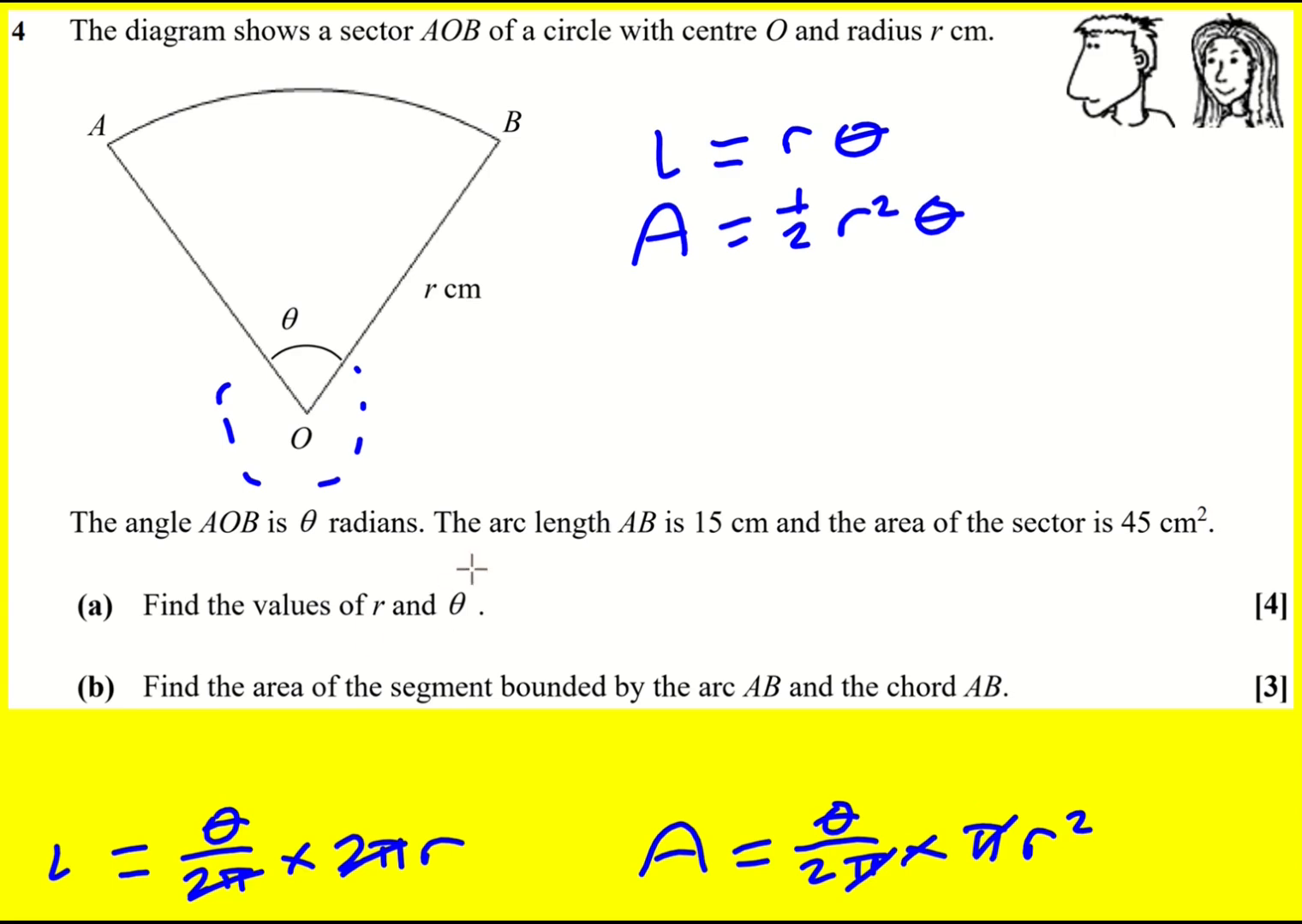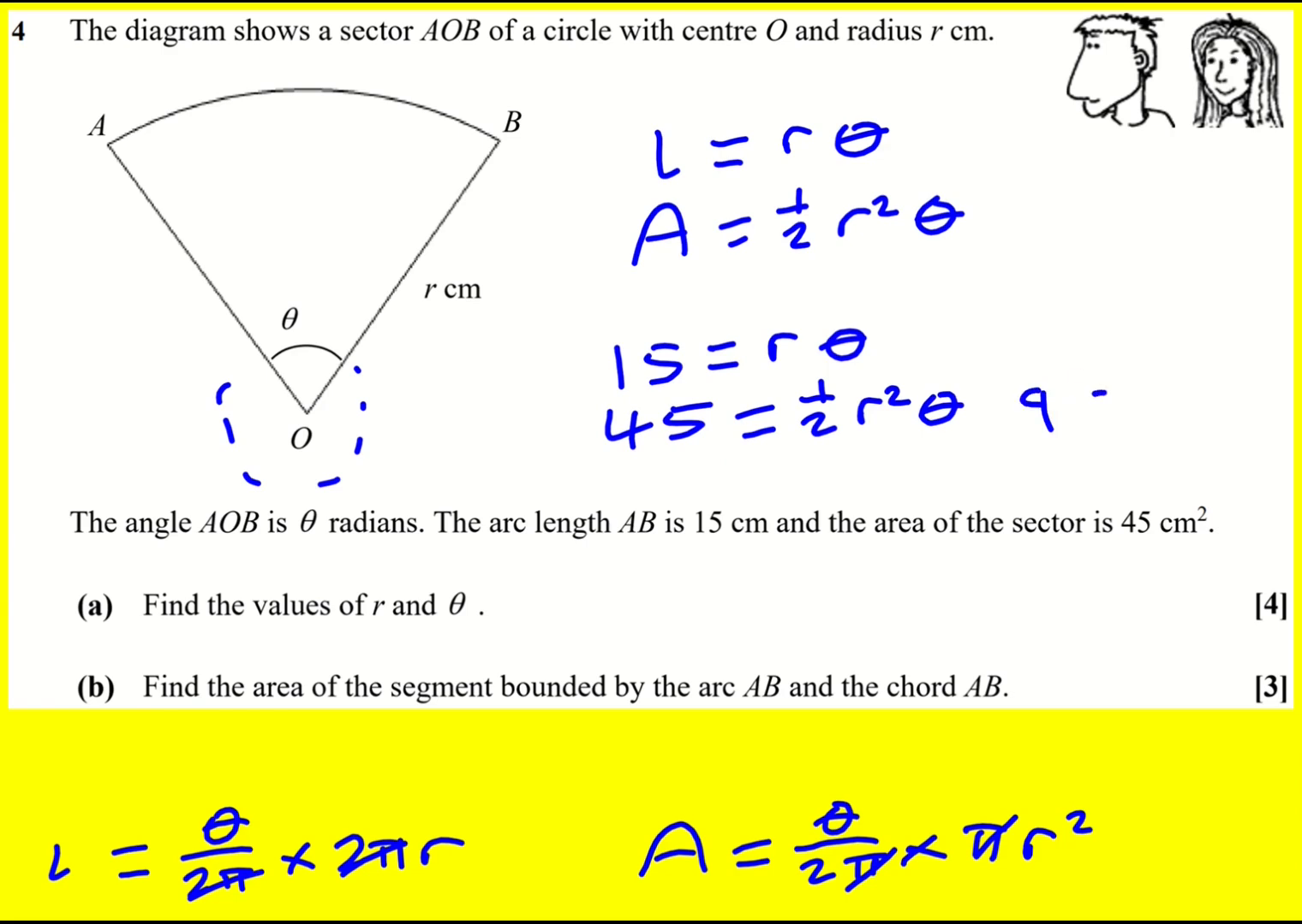We're asked to find r and theta, and we're given that the arc length is equal to 15. So 15 is equal to r theta. And then the area is 45. So 45 is equal to a half r squared theta. I'm going to times through by 2 on this latter one, I think.